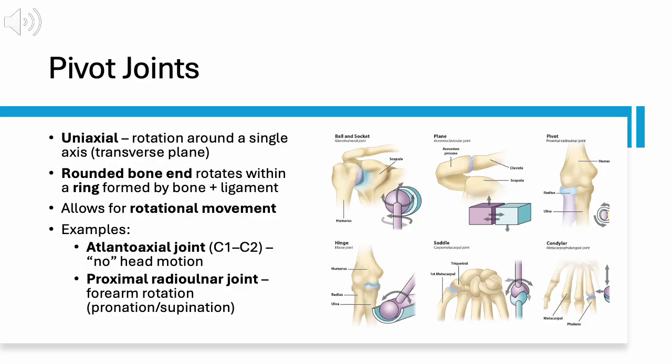This joint allows you to shake your head, no. The proximal radio-ulnar joint, where the head of the radius rotates against the ulna, enabling pronation and supination of the forearm, turning your palm up and down. Though the range of motion is limited to one movement, rotation, pivot joints are essential for key head and arm movements and play an important role in everyday actions like turning a doorknob or looking over your shoulder.